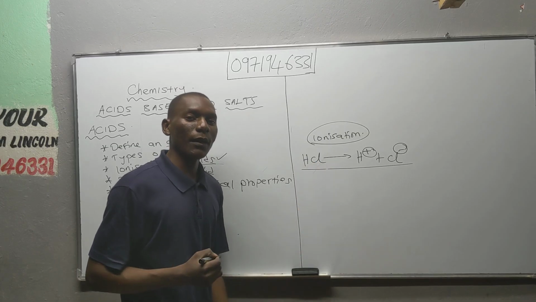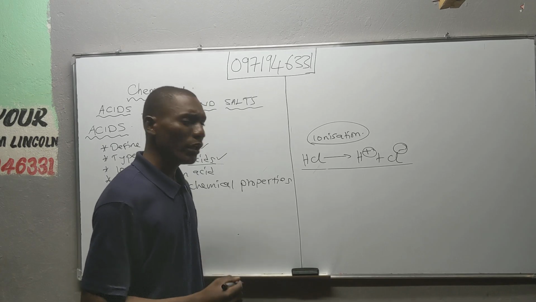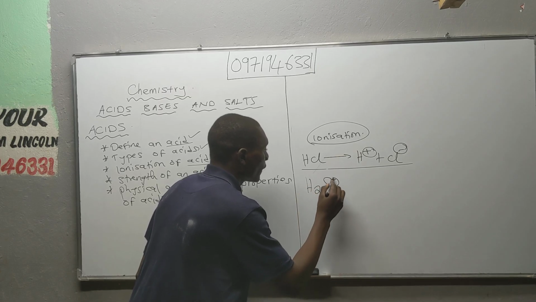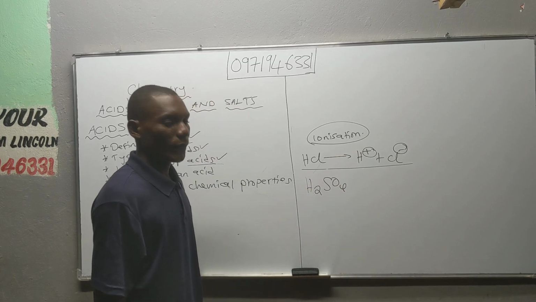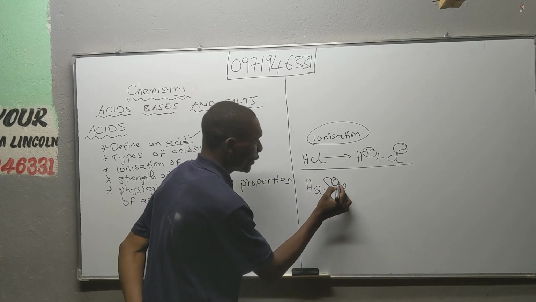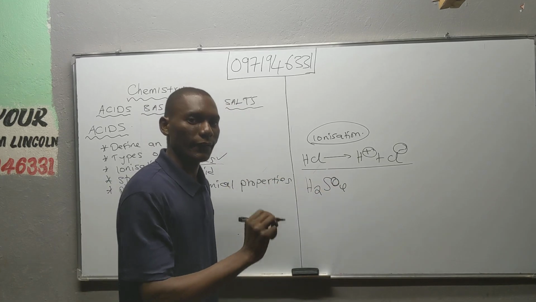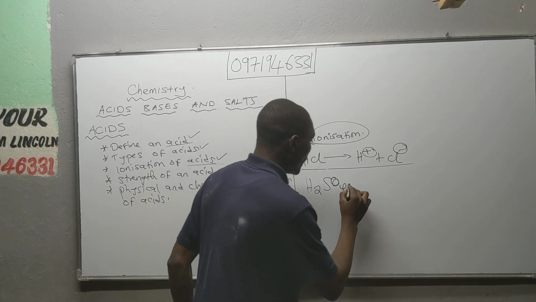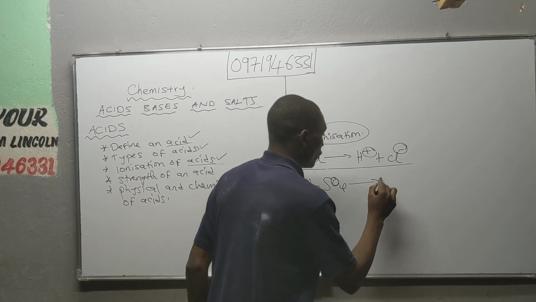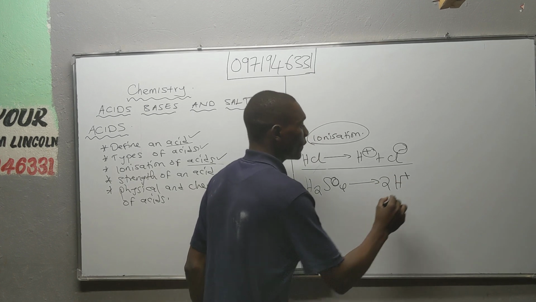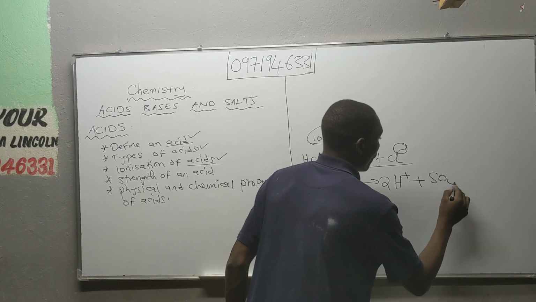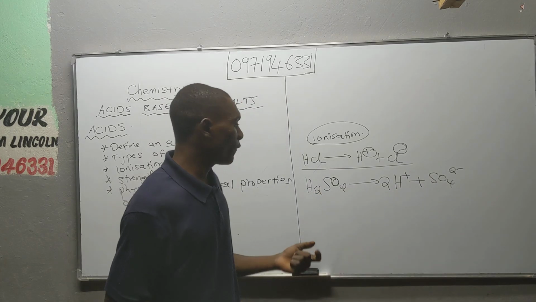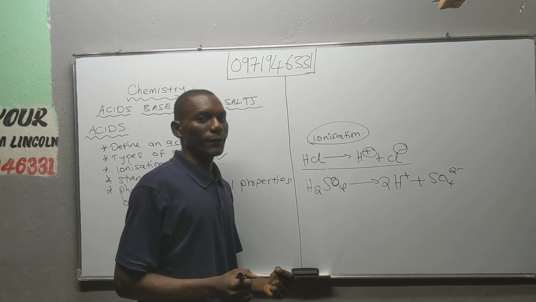So if a question comes in an exam to say, write the ionization equation for sulfuric acid, okay? For you to write the ionization equation for sulfuric acid, since it is an acid, for it to undergo ionization, it has to dissolve in water. When it dissolves in water, it is going to produce 2 hydrogen ions plus sulfate ion. So this is an ionization equation for sulfuric acid.